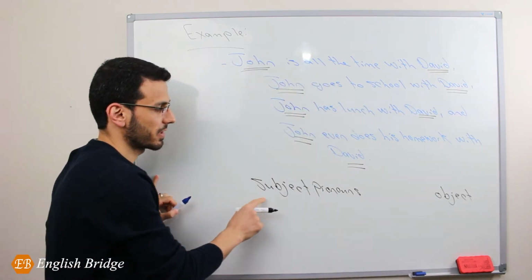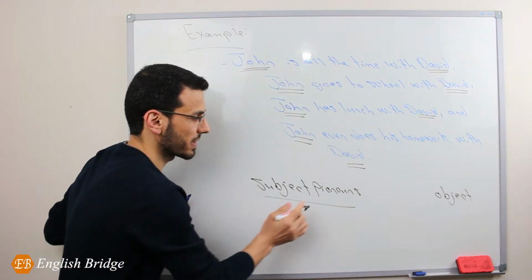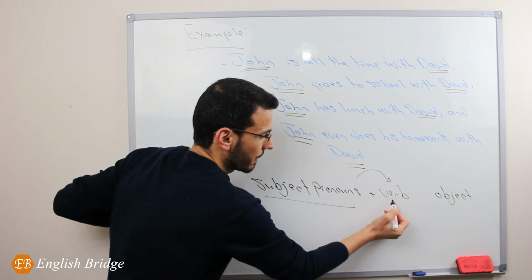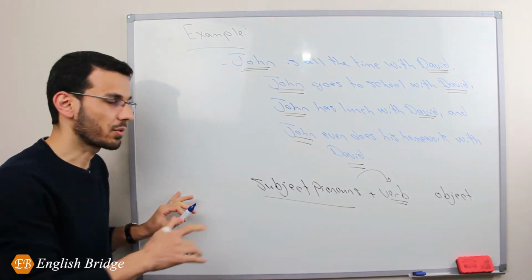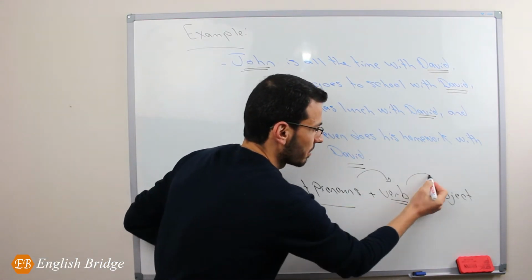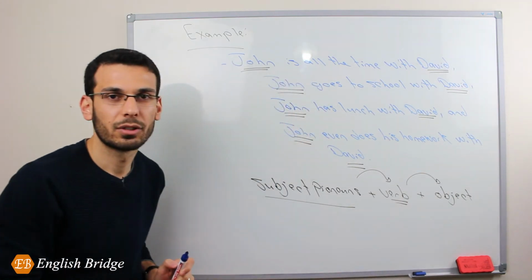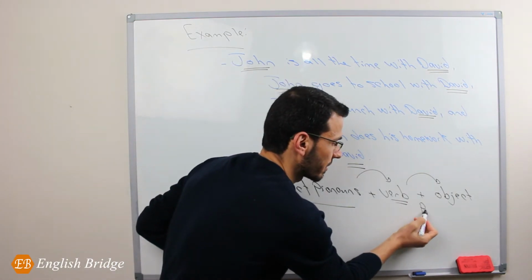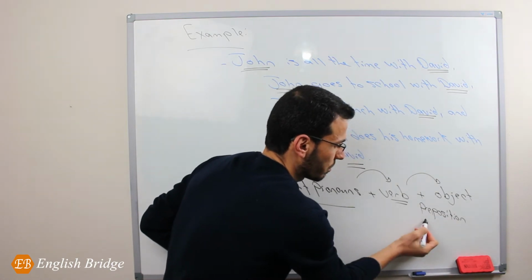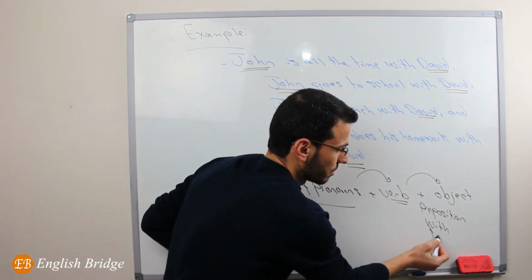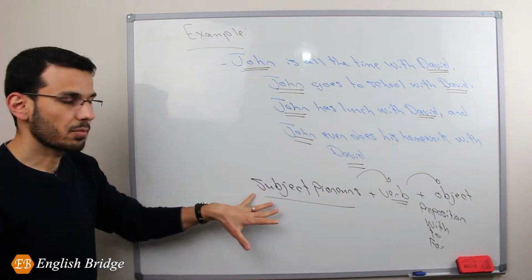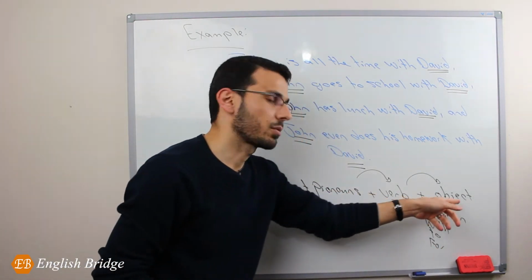The difference is here. Subject pronouns come at the beginning of the sentence before the verb. All right? Object pronouns come after the verb, or you can even say sometimes after the preposition, like with, to, for, etc. Okay, so subject pronouns, verb, object pronouns.